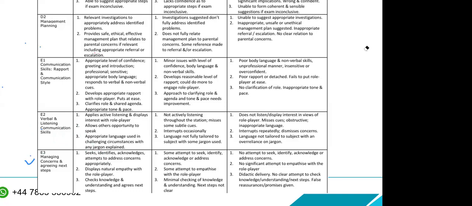It means that this is specifically for the communication stations, in which if the role player is telling you certain concerns, you seek, identify, acknowledge and address the concerns that they are telling. You show empathy, you check knowledge and understanding, and agree to a plan, like, you're not just talking. For example, if any one of you has asked a question in the chat box and I just ignore that question and move forward with what I had planned in my mind, that would not be the right thing, right? So these are all the things that are being assessed.